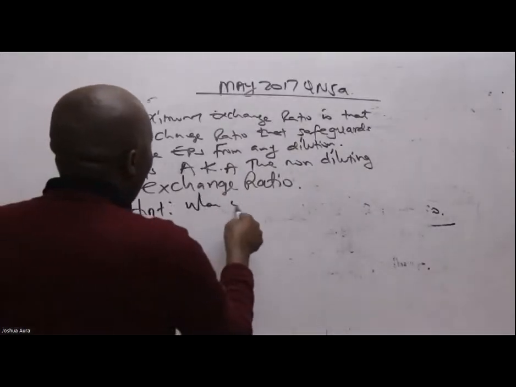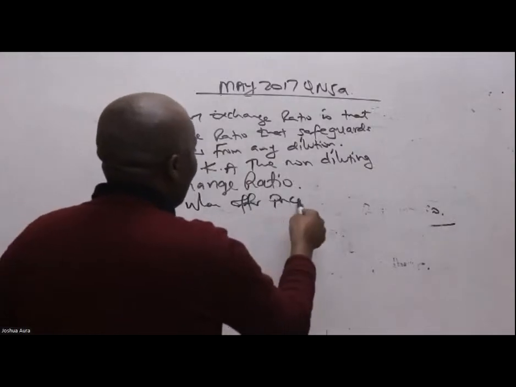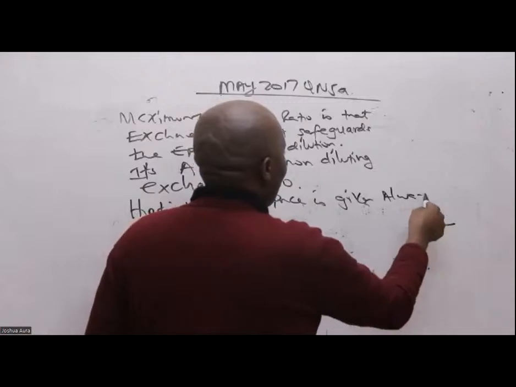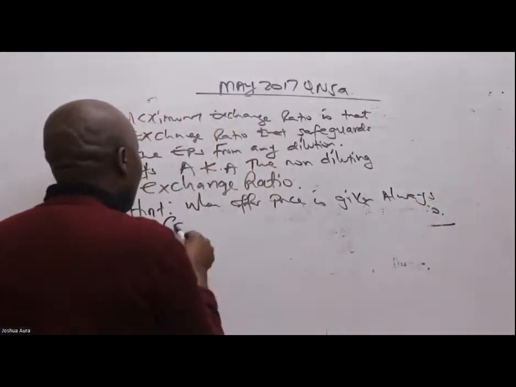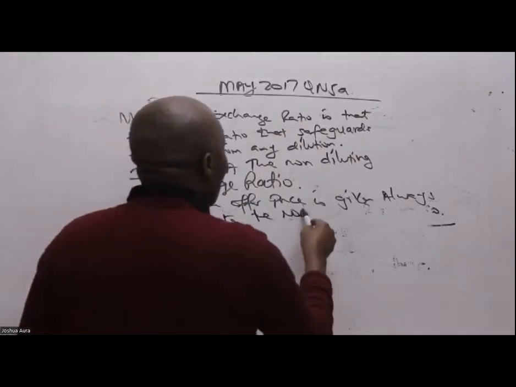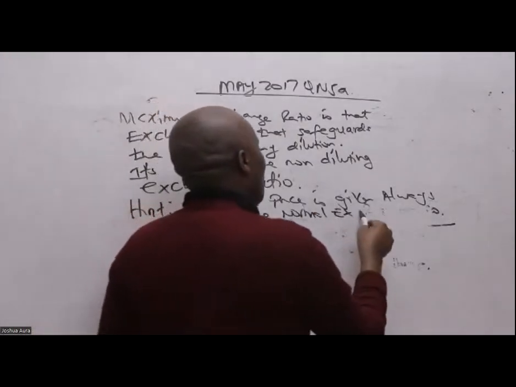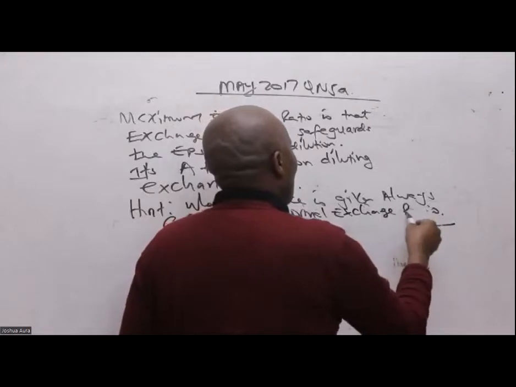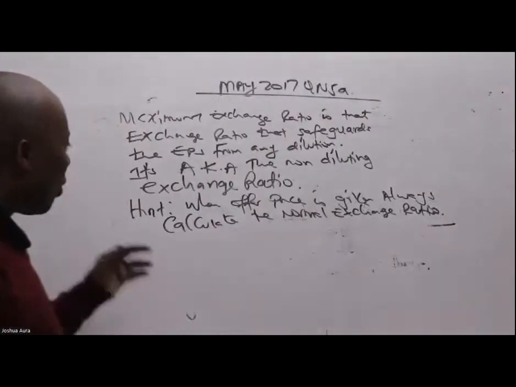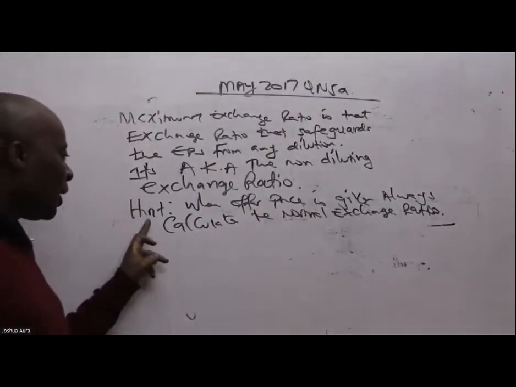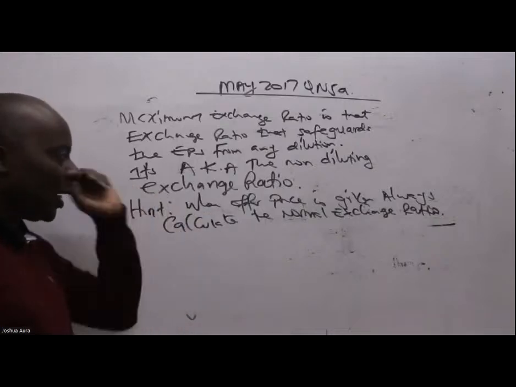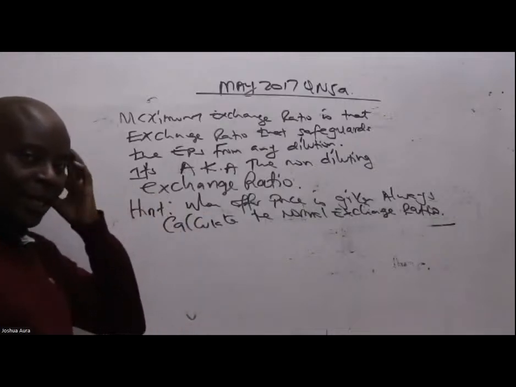that when offer price is given, always calculate the normal exchange ratio. I wish you could right away hit this hint with a yellow highlighter. I'll be so happy.